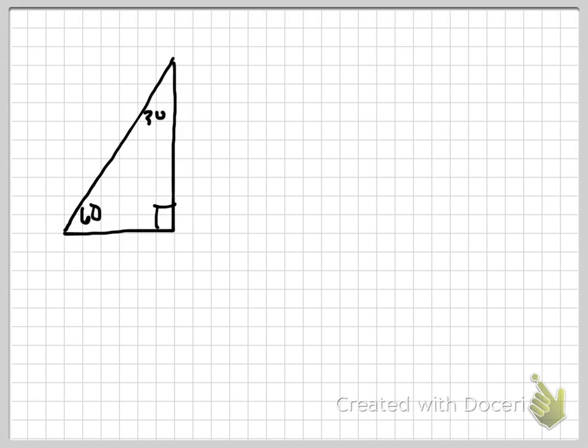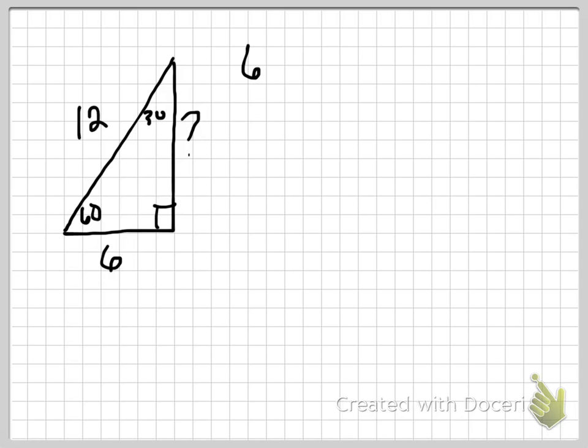Okay, so here is my triangle. It's a 30, 60, 90, so 60, 30. All right, so let's say that this one is 6. Okay, so we already know that if this one is 6, this one has to be 12. And we want to know what this one is. Okay, let's test to see if we get the same thing.